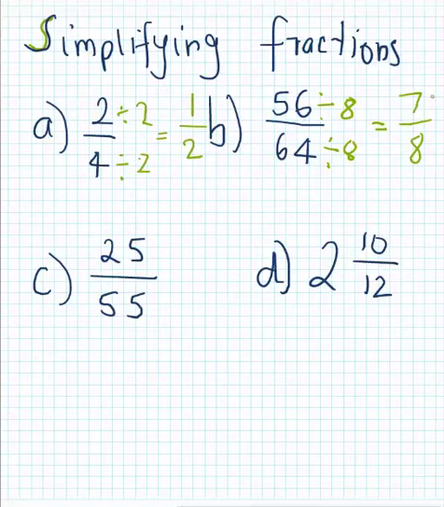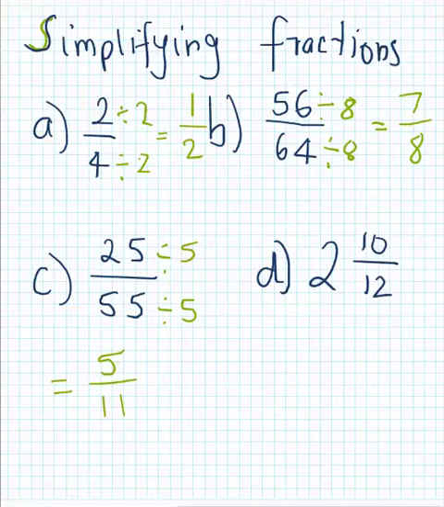With C, now if you look at C, they aren't even numbers. There's 25 and 55, but another trick is if they both end in 5 or end in 0, if they have a 5 or a 0, you can automatically divide them by 5. That's another trick for you to remember. So if I divide 25 by 5, I have to divide 55 by 5. Must do the same thing, top and bottom. And then 25 divided by 5 is 5. 55 divided by 5 is 11. Check your numbers. I can't simplify 5 and 11 anymore, so that's my answer in simplest form.